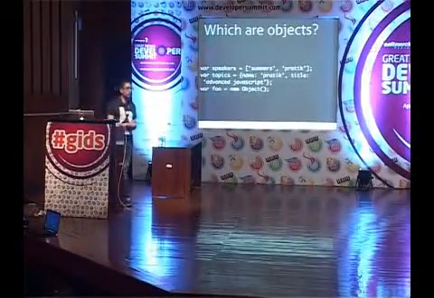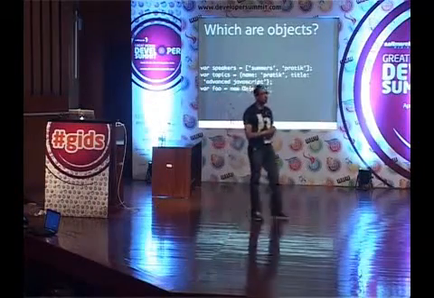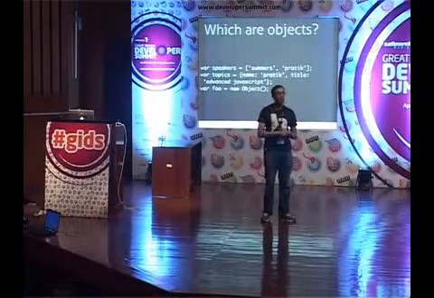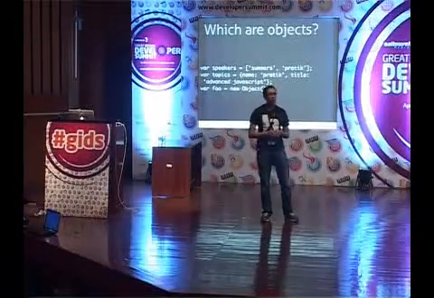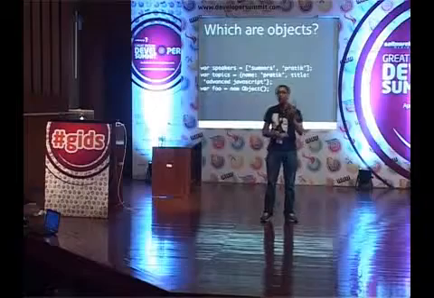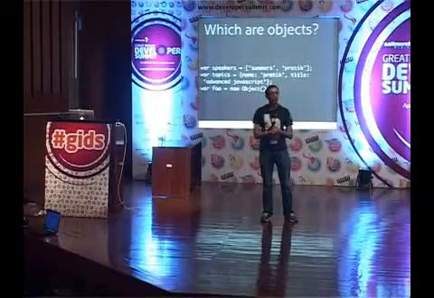All right, it's quiz time again. Which one of these are objects? Var speakers equals an array. Var topics equals a literal. Var foo equals new object. I'll give you a hint. The third one is an object. All of them are objects. Good.